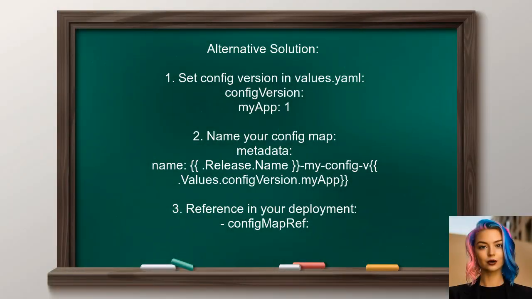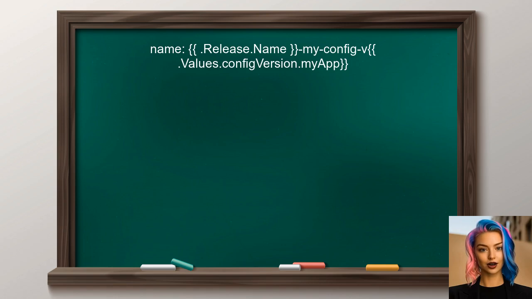An alternative solution involves using dynamic config map names based on your values.yaml file. First, in your values.yaml, set a config version for your application. Then, in your config map, name it using the release name and the config version. Finally, in your deployment, reference the config map using the same naming convention. This method allows for automatic pod recreation when the config version changes.